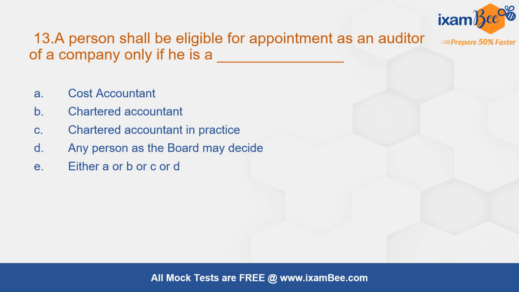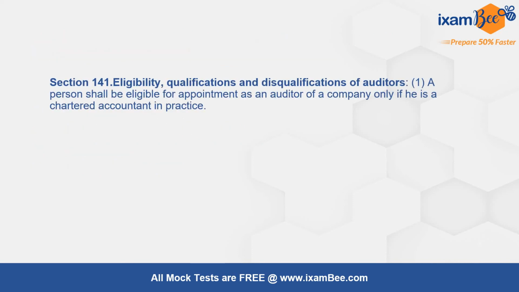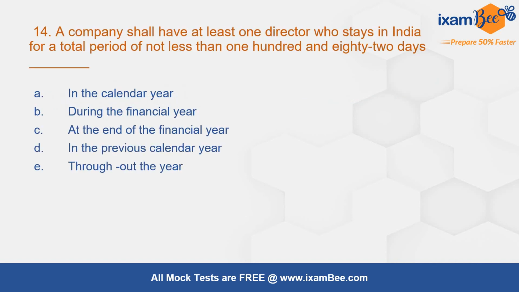Moving to question 13. A person shall be eligible for appointment as an auditor of a company only if he is a dash. The correct answer is chartered accountant in practice. This is given under section number 141, which talks about eligibility, qualifications and disqualification of auditors. A person shall be eligible for appointment as an auditor of a company only if he is a chartered accountant in practice.